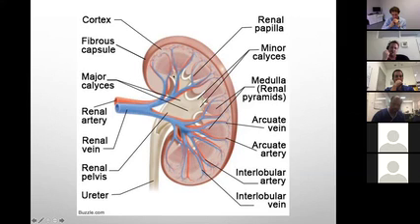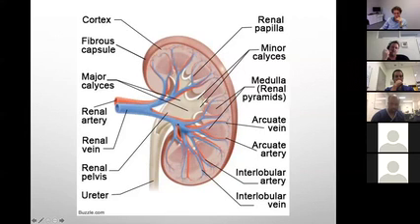All right. And you got your sinus or the pelvis area, which has, again, a lot of fibrous tissue. So it's going to be quite an echogenic structure in the center. So basically, you got an echogenic capsule, hypoechoic cortex, almost anechoic pyramids, and an echogenic sinus or pelvis. And in between, you're going to run some anechoic vessels into it.